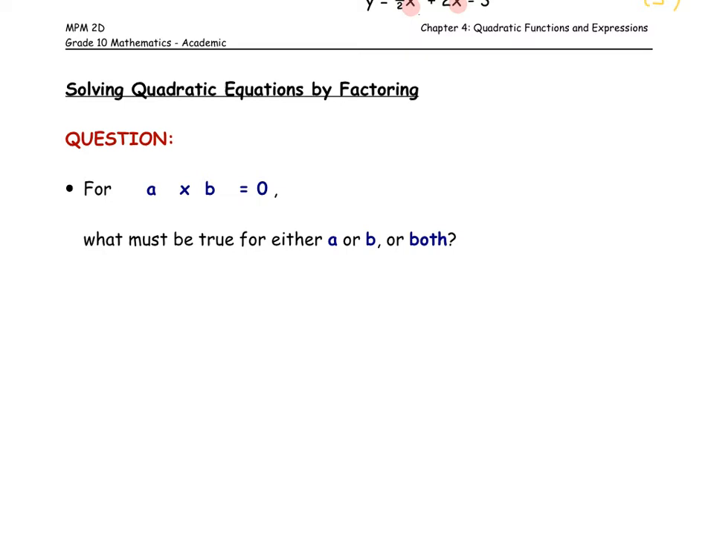So here's a question just to get us thinking about why what we're about to do actually works. If I posed you the equation a times b equals 0, what do we know must be true for either a or b, or even both of them? Well, what I'm hoping that you thought about was that either a has to be 0 or b has to be 0, because the only way that I have two factors that multiply to give me 0 is if one of the factors themselves is 0. So we're going to apply that when we factor.